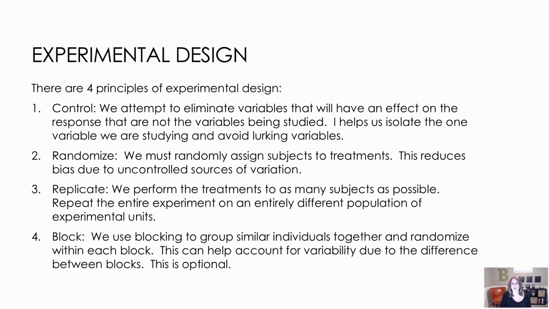Number two, randomization. Obviously, we are trying to randomly assign subjects to the treatment levels. Otherwise, there is a bias due to uncontrolled sources of variation. So we want to randomly assign.